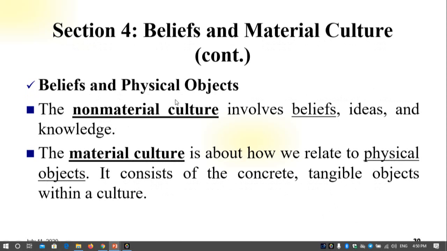Beliefs and physical objects. Belief talks about non-material culture, and physical object, material culture. The non-material culture involves beliefs, ideas, and knowledge. One more point: the material culture is about how we relate to physical objects. It consists of the concrete, tangible objects within a culture.